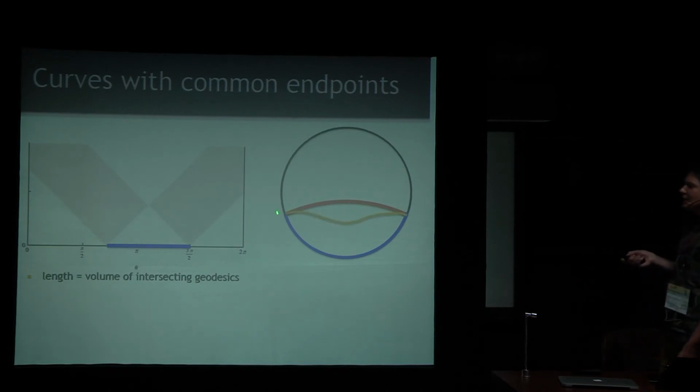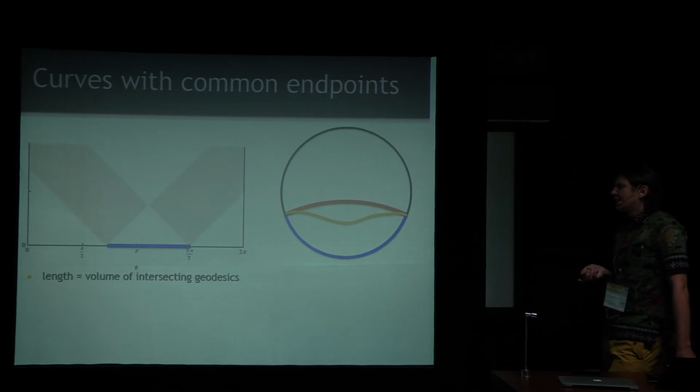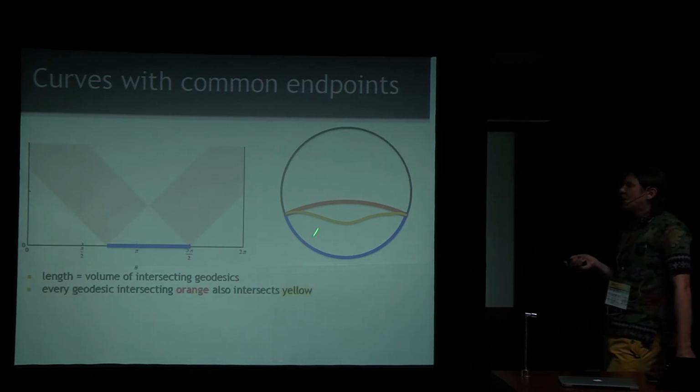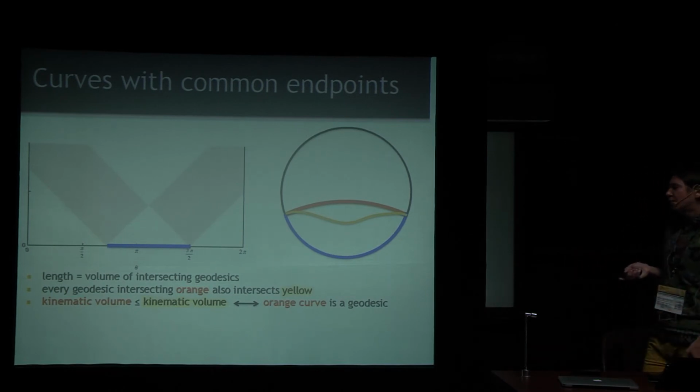I want to contrast this now with another curve which has the same endpoints, but which is not a geodesic. So what can we say about that? Well, every geodesic that intersects the orange curve clearly will also intersect the yellow curve. And so the kinematic volume corresponding to my orange geodesic curve is going to be strictly smaller than the kinematic volume corresponding to the yellow curve. And that's simply the statement that the orange curve is shorter.